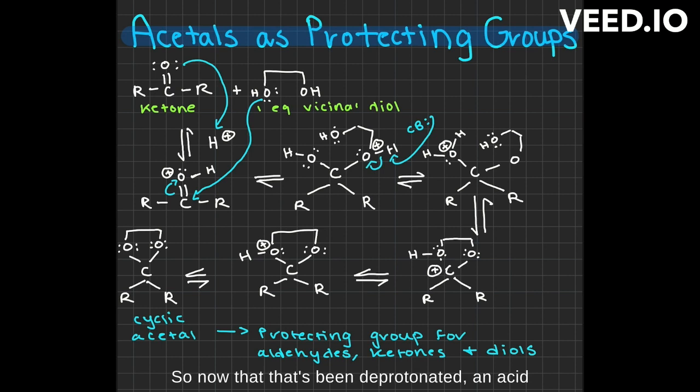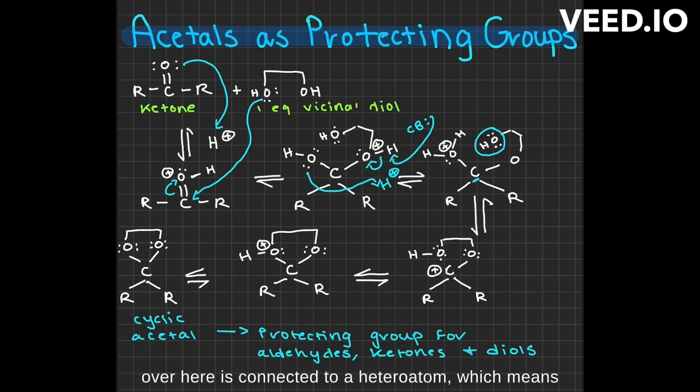So now that that's been deprotonated, an acid catalyst is going to come in over here and protonate specifically the original carbonyl oxygen. And this is really important because it's going to create a water group that is going to leave and create a carbocation over here. And basically, this would create a much more stable carbocation than if this group over here were to be protonated and were to leave, because this carbon over here is connected to a heteroatom, which means that it is resonance stabilized.